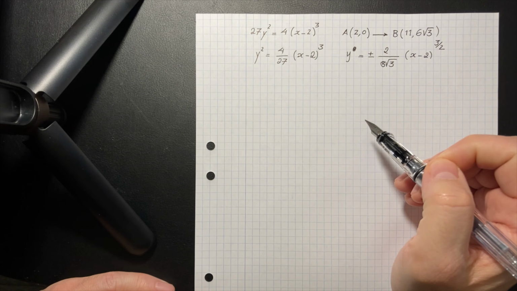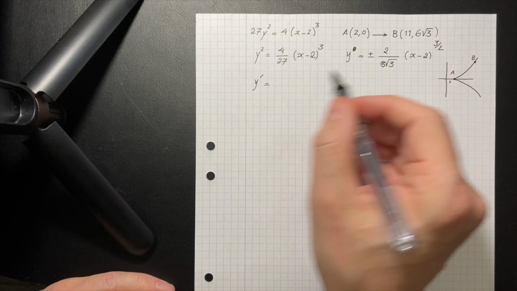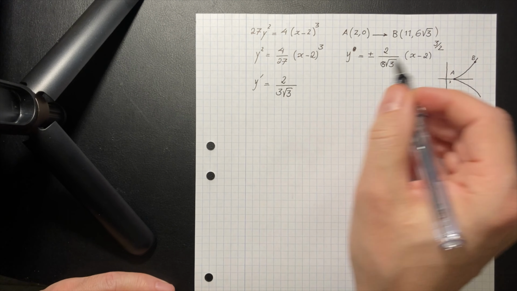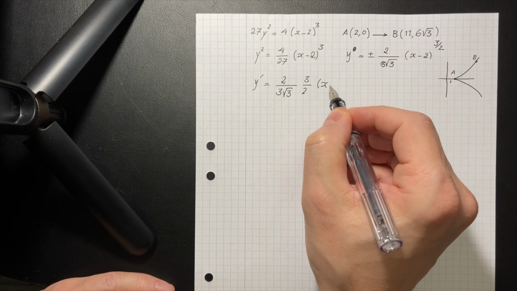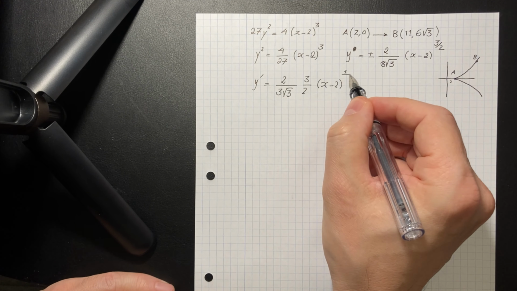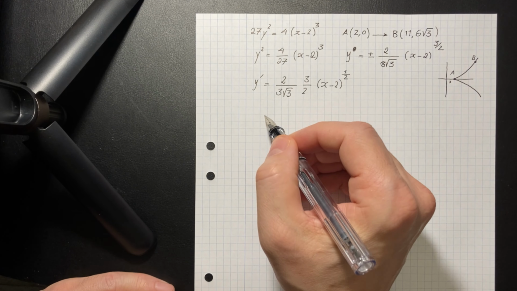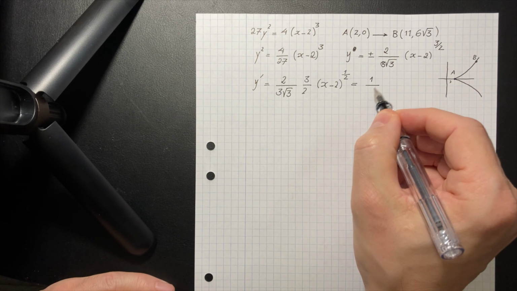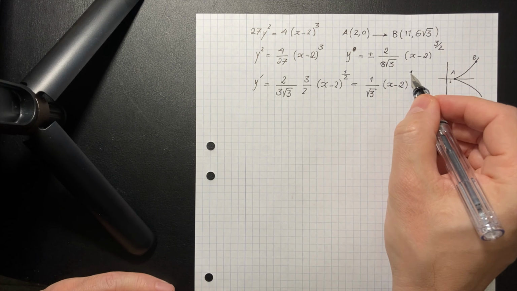Okay, so I need to calculate y prime. So y prime becomes equal to, I start with the positive one, so I have 2 over 3 square root of 3. This 3 over 2 goes down, and then I have 1 unit less as my power, which becomes 1 half. Then this 2 and that 2 are cancelled, this 3 and that 3 are cancelled, so what is left for me is 1 over square root of 3 times x minus 2 to the power of 1 half.